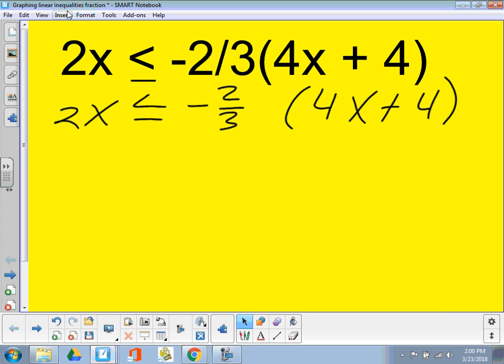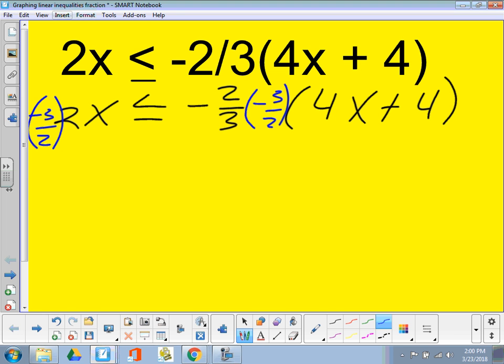Now, in this question, you want to get rid of the fraction negative 2/3. I'm going to multiply by the reciprocal, negative 3/2. If I multiply the right side by negative 3/2, I'm going to multiply the left side also by negative 3/2. When I do that, on the right-hand side, the 2 times 3 is 6, the 3 times 2 is 6. I get a 6 on top of 6, which is divisible.